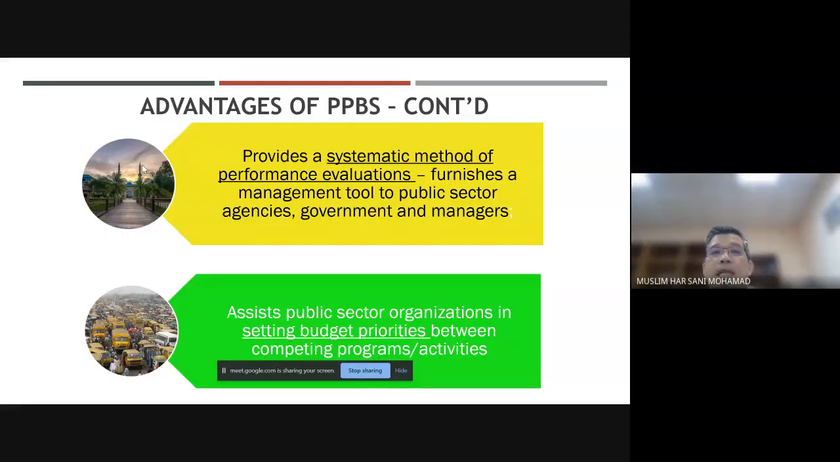Right, provide a systematic method of performance evaluations. I think this is also highlighted and promoted under program-based budgeting. The use of performance measures is already being promoted under program-based budgeting. It's not something new. Assist public sector organizations in setting budget priorities between competing programs and activities. Definitely priorities based on management priorities are very important, very critical, because every organization, with the top management, with their skills and expectations, with their understanding of the environment that they work in, must understand what the priorities are, because you cannot just deliver everything, otherwise it will compromise the way you achieve the objective.